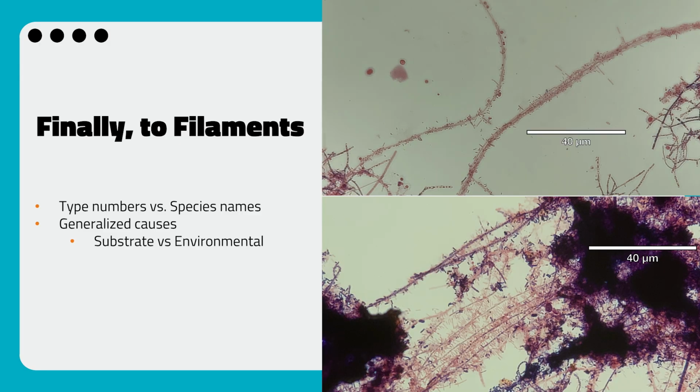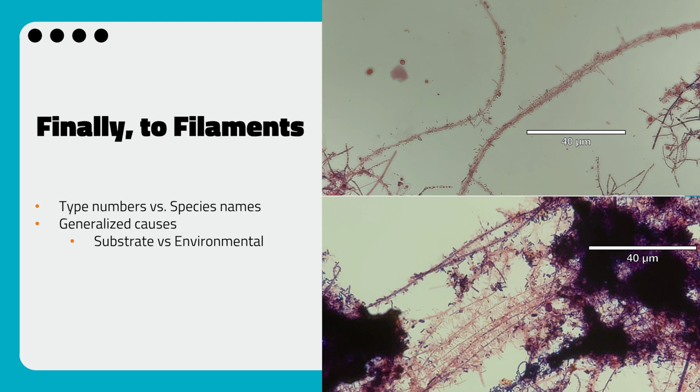Now we're finally on to filaments. In the following slides, we're going to show you different filaments. We're going to talk about their names, their morphologies, and what sort of causes they have. As we move forward, you're going to recognize that some filaments have type numbers and some filaments have species names. In order for a filament to have gotten a species name, that means that the bacteria that causes that filament has been isolated and speciated.